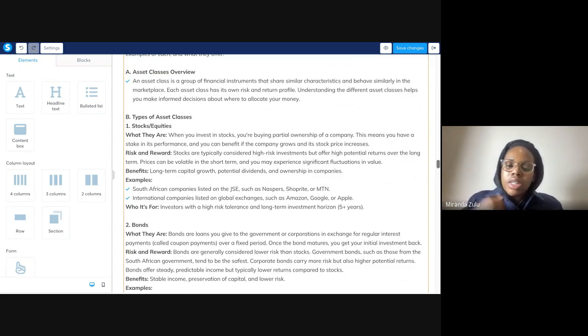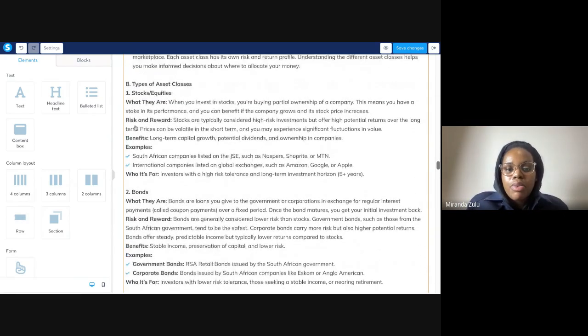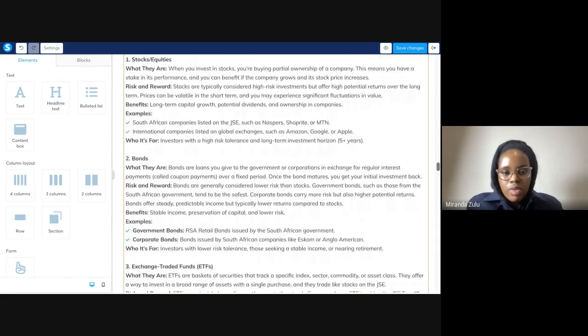If they pay out dividends every year based on the amount of shares you own, you would get a return with that. And the risk and reward there is obviously that it's more high risk, as I've explained in that Vodacom example, because prices can be volatile in the short term. And many things can happen around that, that can affect the company's performance and all of that.